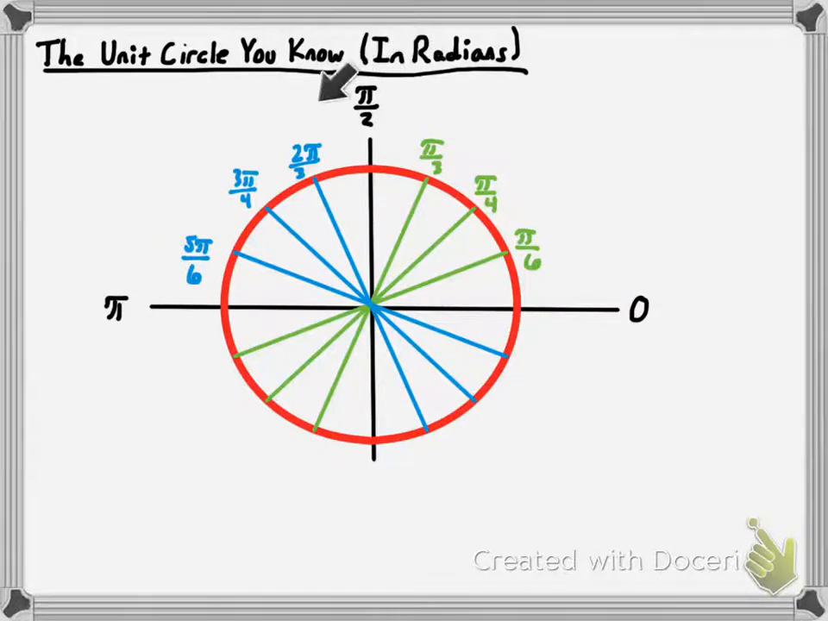Meaning that 1/4 of the circle was half of that, or pi over 2 radians, and so forth. What you're going to need to know in radian measures are all the multiples of pi over 6 and pi over 4. Now, I'm going to go ahead and list those.